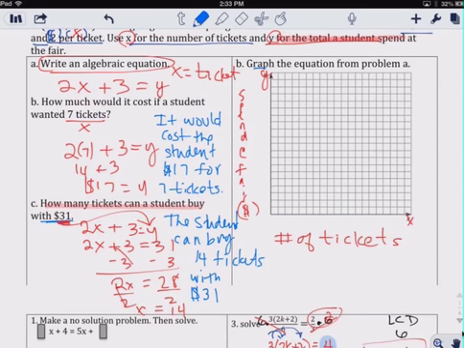Graph the equation in problem A. That equation is y equals 2x plus 3. So m is 2 over 1, that means up 2, right 1. And b is 3, so 3, here's 1, 2, 3. That's where 3 is. And you go up 2 over 1, up 2 over 1, up 2 over 1. And that is your graph. Connect the dots.